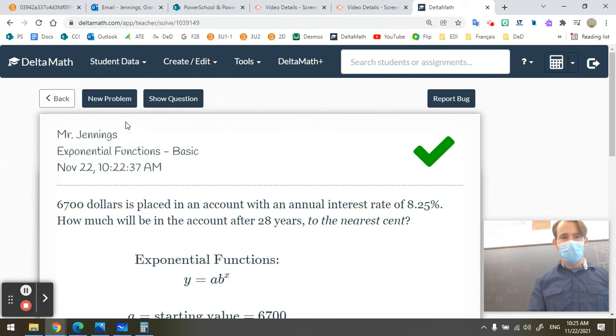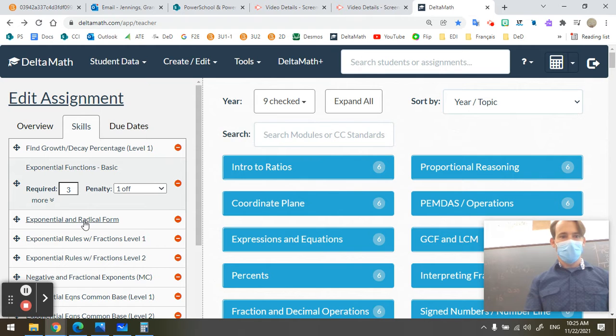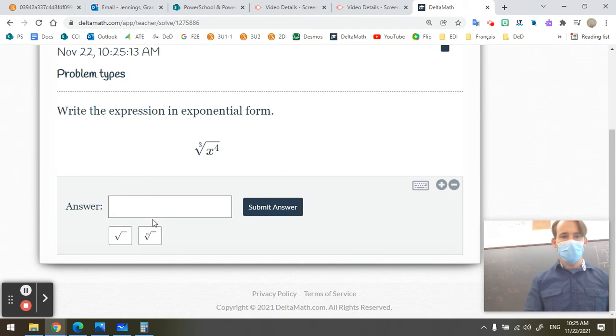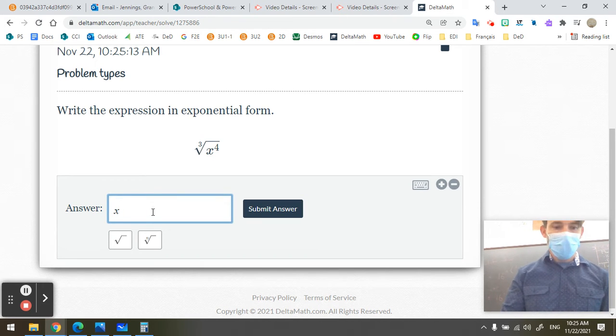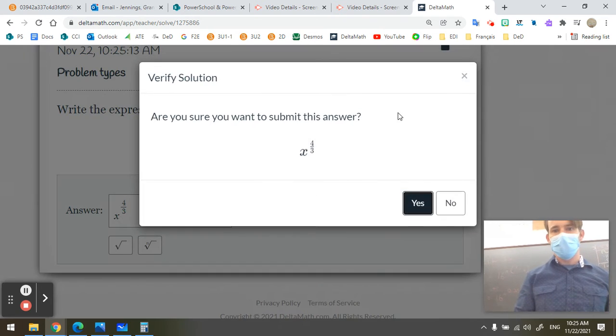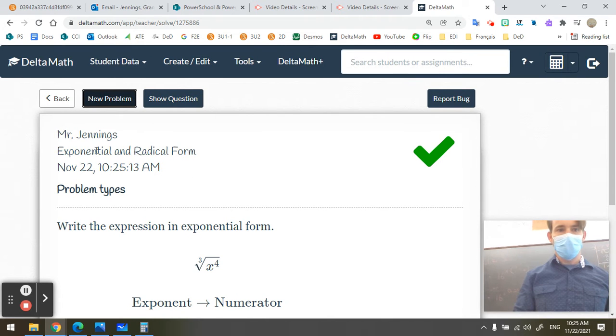Okay, now let's take a look. So we go back. That's exponential and radical form. This is new today. Write this in exponential form. So this is x raised to the power 4 over 3. Submit it. So I have this. It goes on the bottom of the fraction. This goes on the top. Submit answer. Yes, these are fast. Yes, these are good.